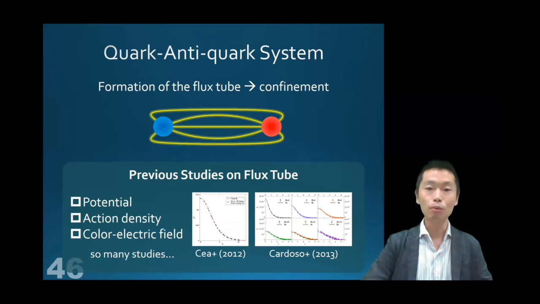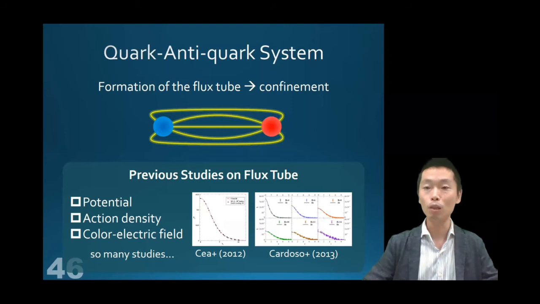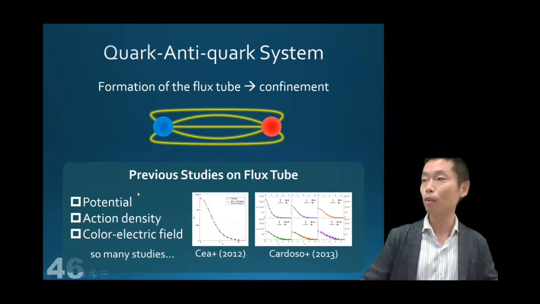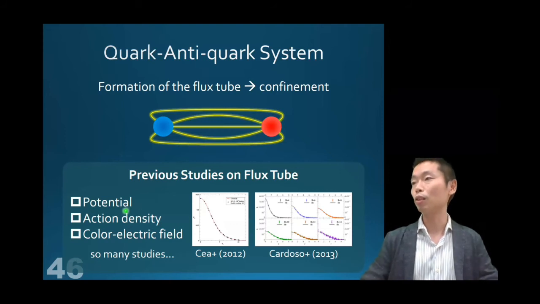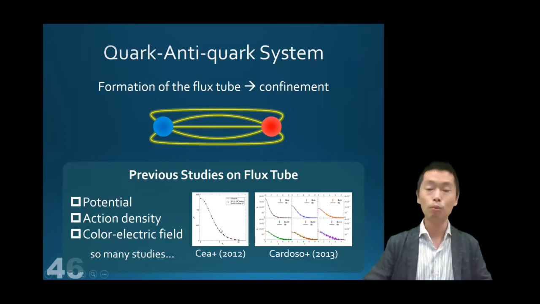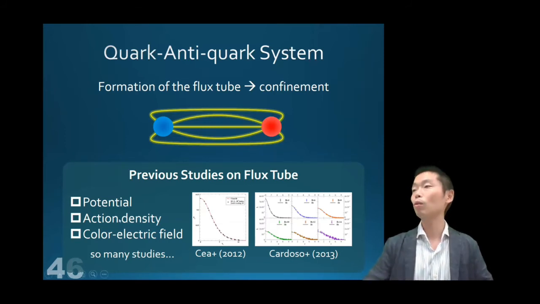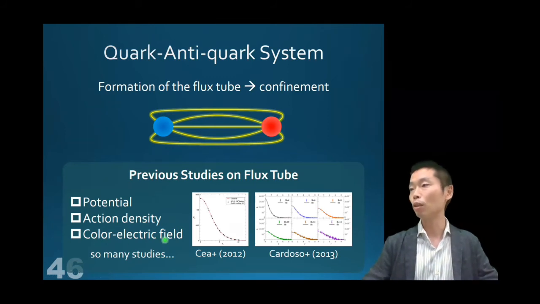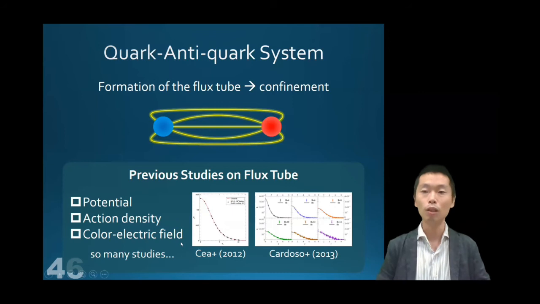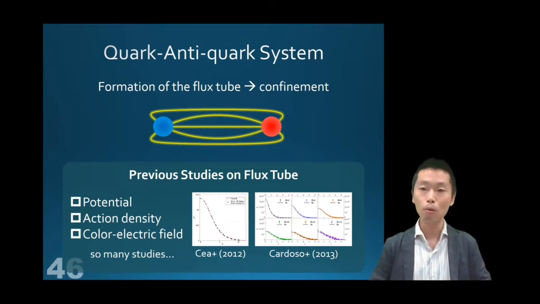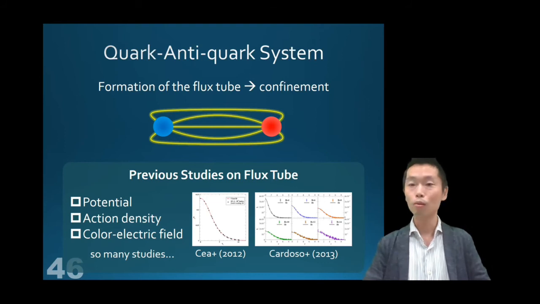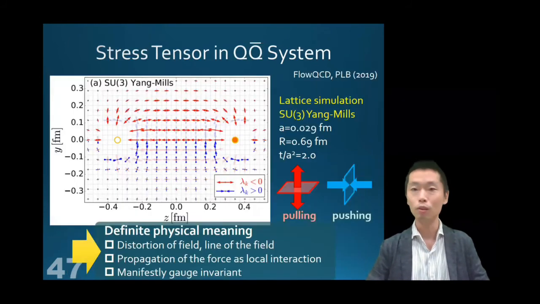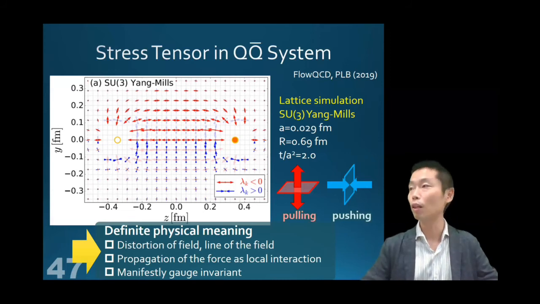This flux tube has been studied by many people, but in the previous studies, the flux tube was studied using the potential or action density or color electric field with some fixed gauge. The potential does not give us microscopic information of the flux tube, and the physical meaning of action density and color electric fields are not clear. So it's interesting to perform the analysis of this system using the energy momentum tensor. And the result is shown here.